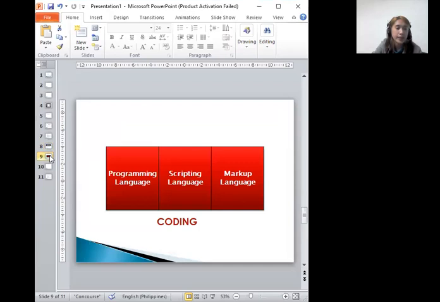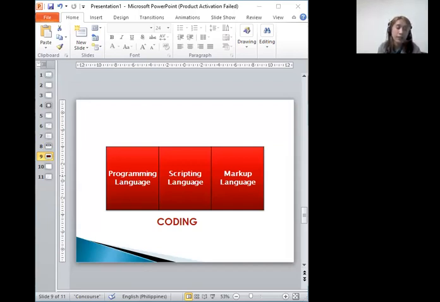Next, we're going to discuss the coding. So what is coding? Basically, coding is the computer language we use to develop apps, websites, and software. The code is what we tell our computer to do. It is what we put in our source code editor.